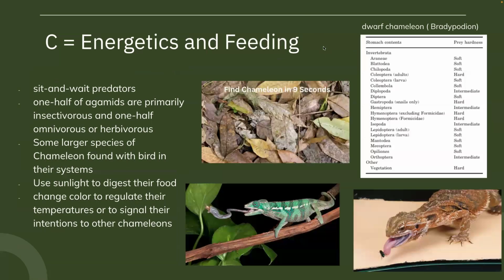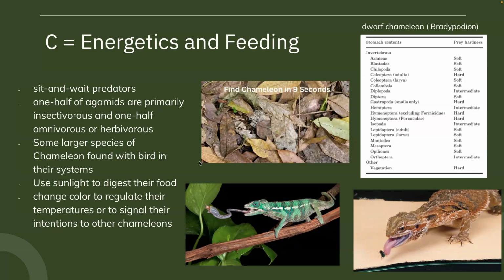So, both of them are sit and wait predators. One half of the agamids are primarily insectivores, and one half omnivores or herbivores. They mostly eat insects. Some of the larger species of chameleon have been found with birds in their system, which is unlikely, not usual, but it was interesting. And they do use sunlight to digest their food. The warmth allows their body to do natural processes like digestion, which is super important for living in general.